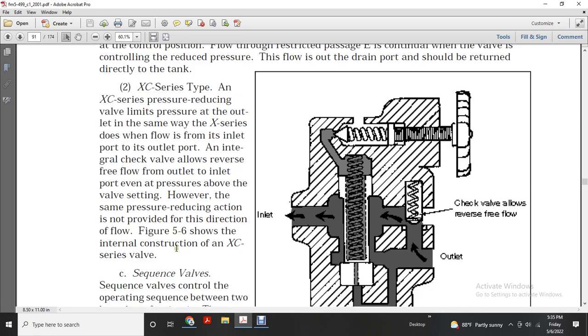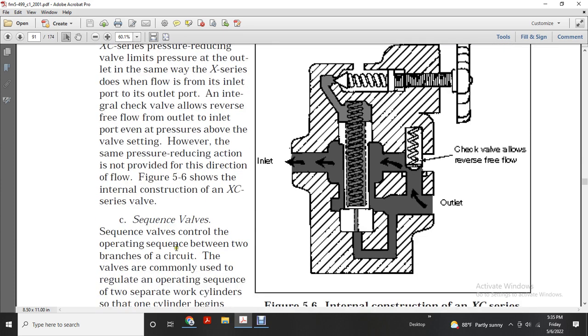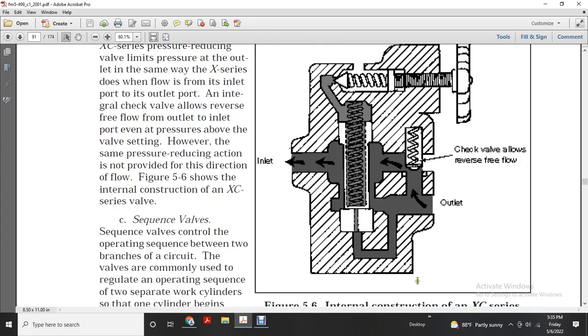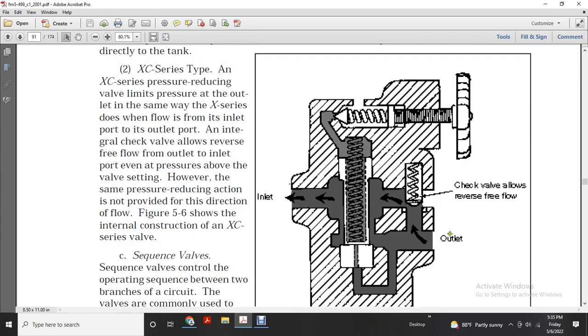Figure 5-6 shows the internal construction of the XC series valve. It shows the check valve, reverse free flow, outlet flow, inlet flow, and the adjustable valve.